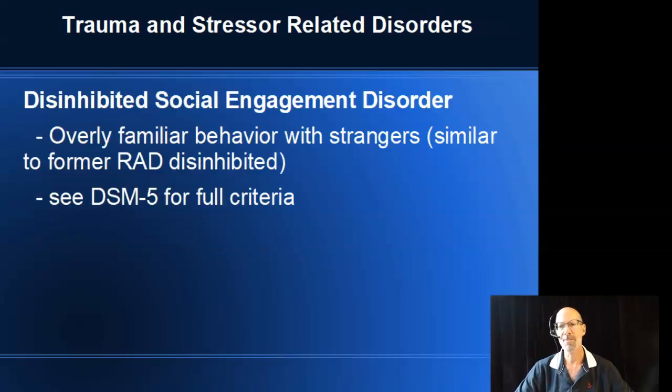Disinhibited social engagement disorder: overly familiar behavior with strangers. This one is similar to what used to be reactive attachment disorder, disinhibited type. They've created its own category now as disinhibited social engagement disorder. Again, see your DSM-5 for full criteria.